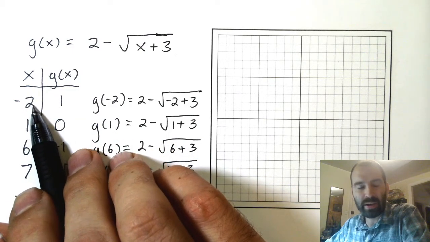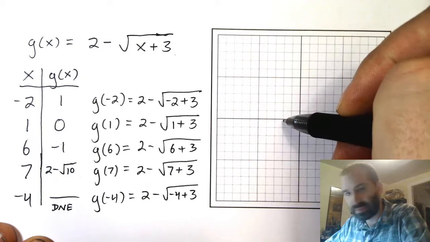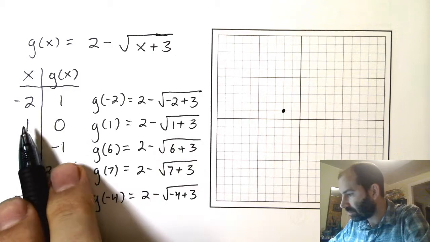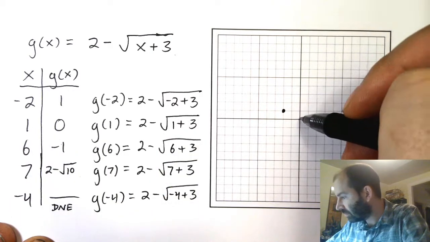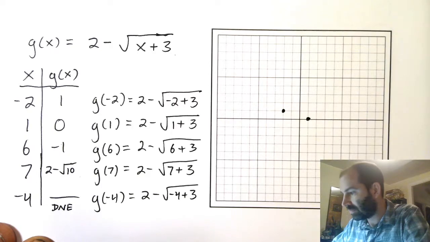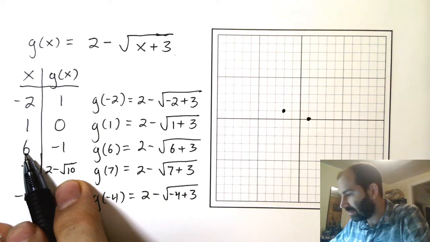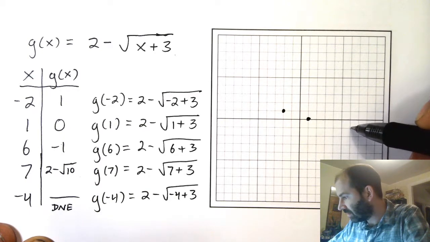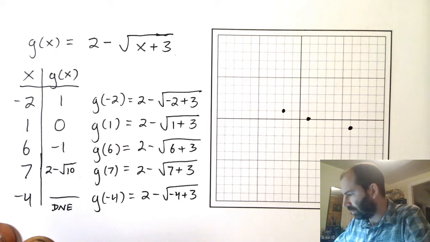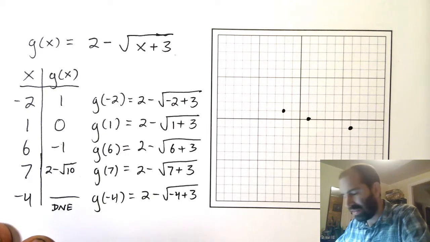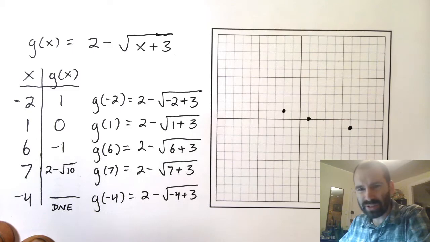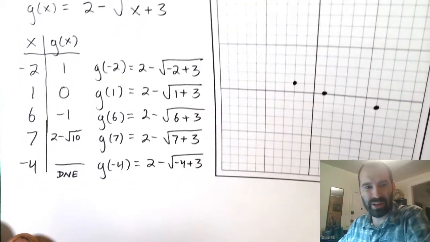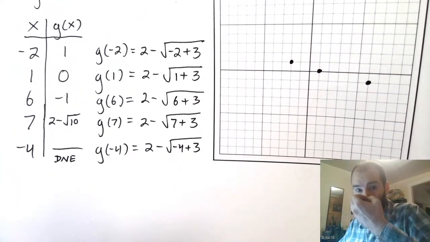But let's look at this. When x is negative 2, y is 1. When x is 1, y is 0. When x is 6, y is negative 1. 1, 2, 3, 4, 5, 6, negative 1. What's going on here? Well, I think we need to try some other numbers. It almost looks like a straight line, but I don't think it quite is. If you lined a ruler up here, it wouldn't be a straight line. So let's try some other numbers.